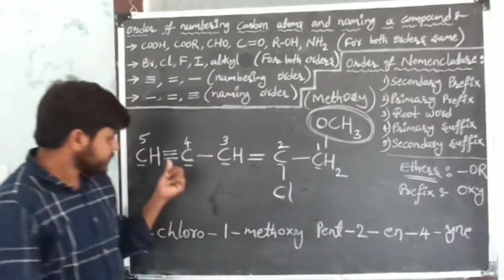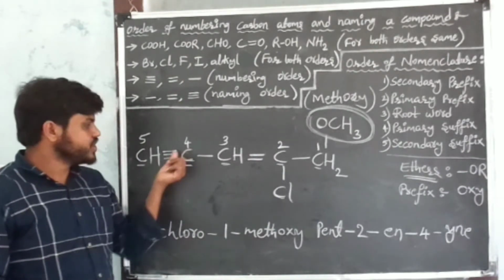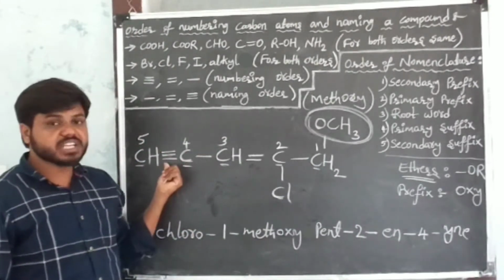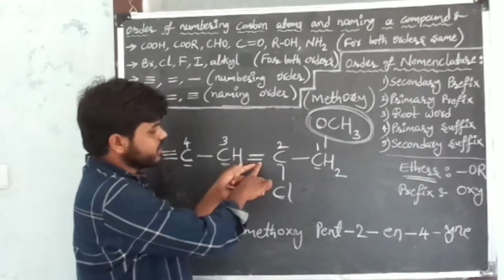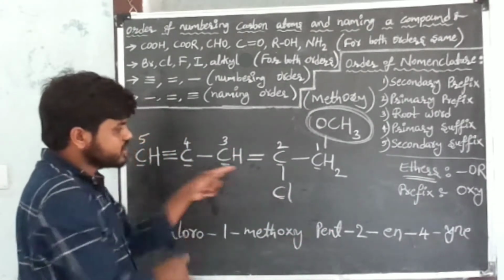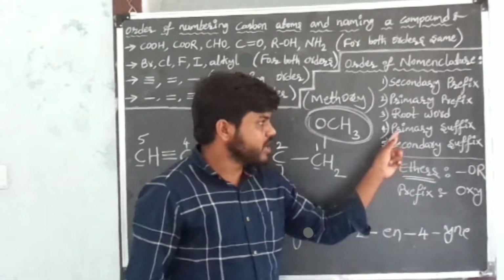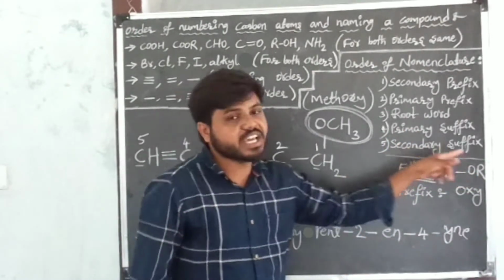See here. First write the position, then after that the suffix. The position of the triple bond is 4. I have written that. After writing the position, take the suffix of the triple bond, that is yne. First the double bond I have written, then the triple bond. The primary suffix is completed. Now go to the secondary suffix.